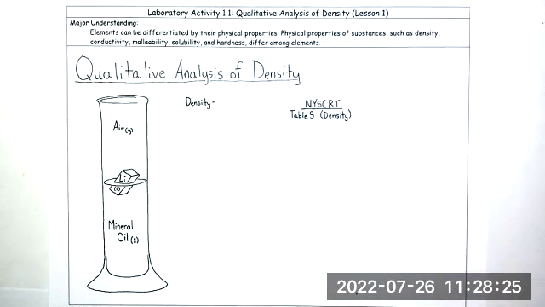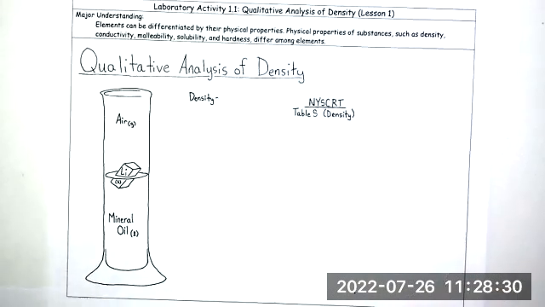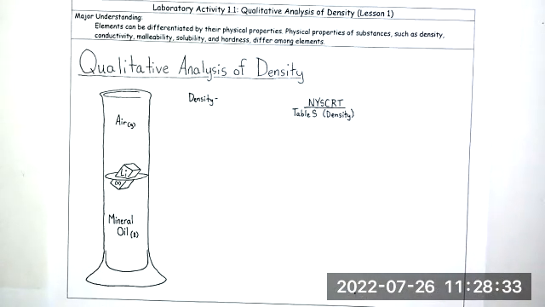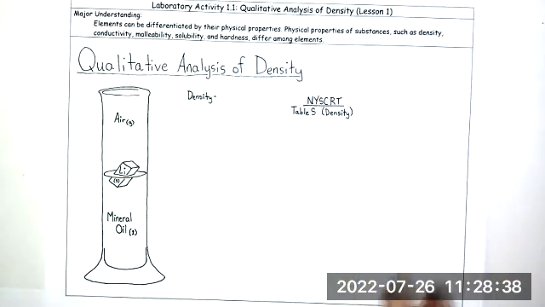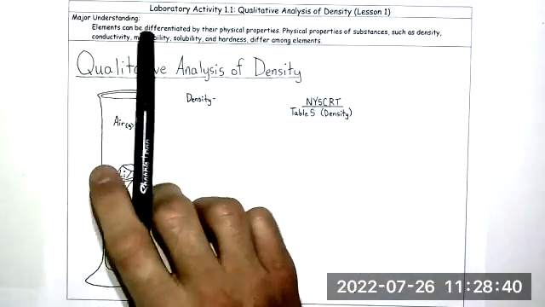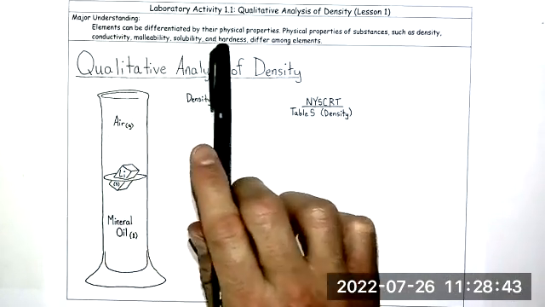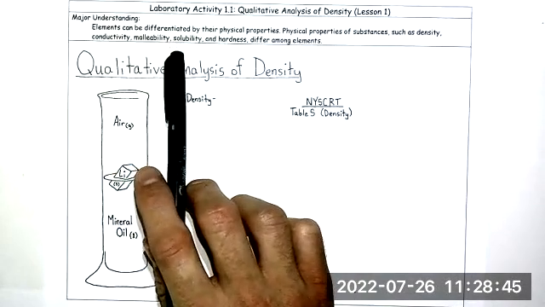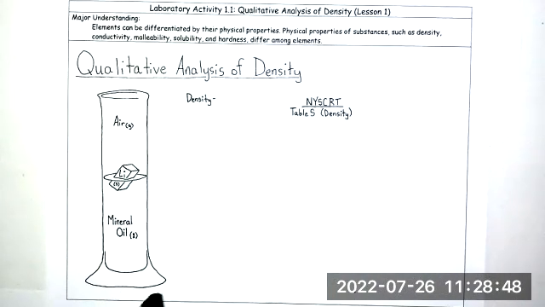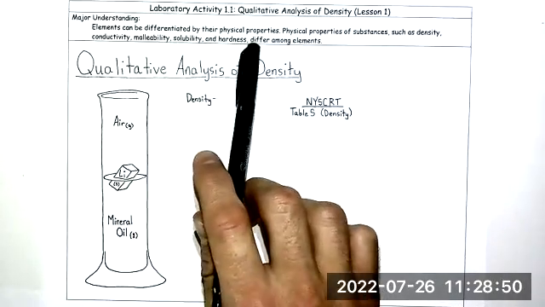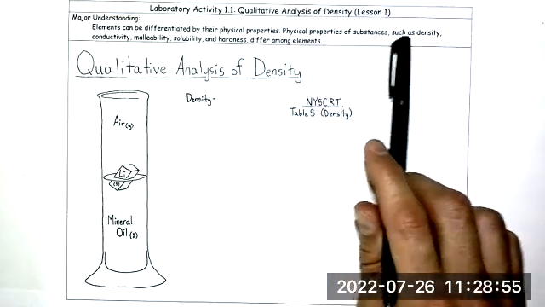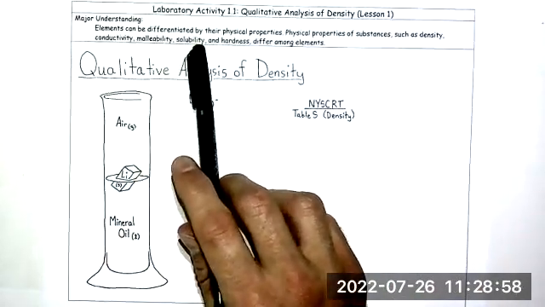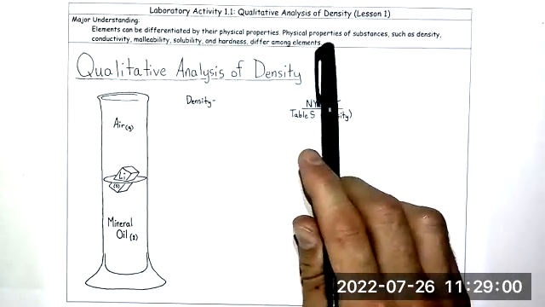Okay, so welcome to our laboratory extension of Regents Chemistry, and this is laboratory activity 1.1, where we talk about the qualitative analysis of density. Our major understanding for today is that elements, or pure substances, including compounds, can be differentiated by their physical properties. Physical properties such as density, conductivity, malleability, solubility, and hardness differ among elements.